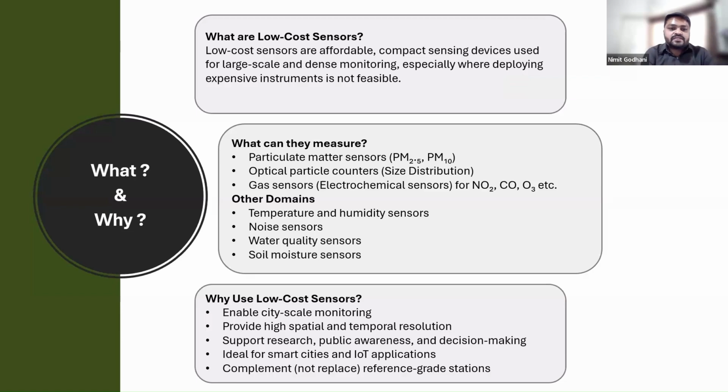There are some other sensors also that we are using. There are gas sensors, like electrochemical sensors for gas measurement, such as NO2, carbon monoxide, carbon dioxide, ozone, and so on. There are other instruments in this domain that people are using, for temperature, humidity, noise, water quality, and soil measurements. And even in our group, after some testing, we have started to measure some other components of the atmosphere.